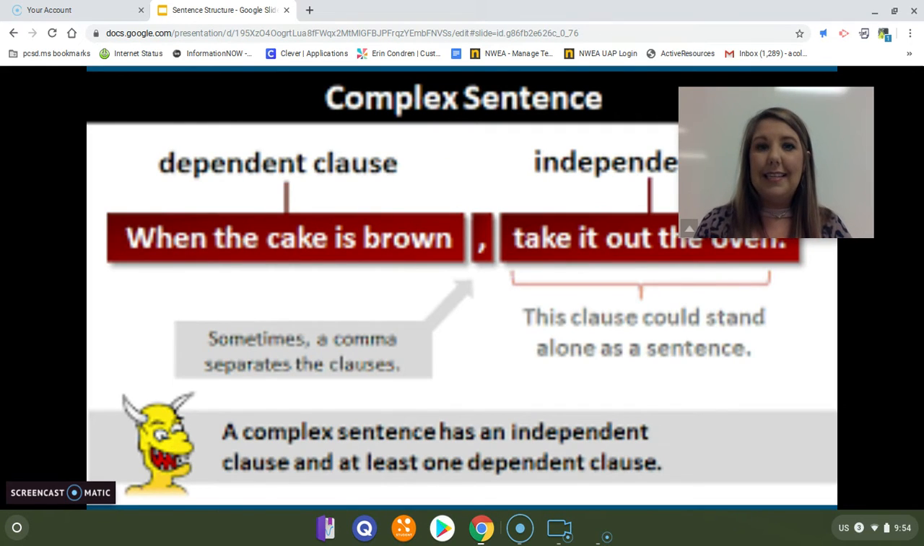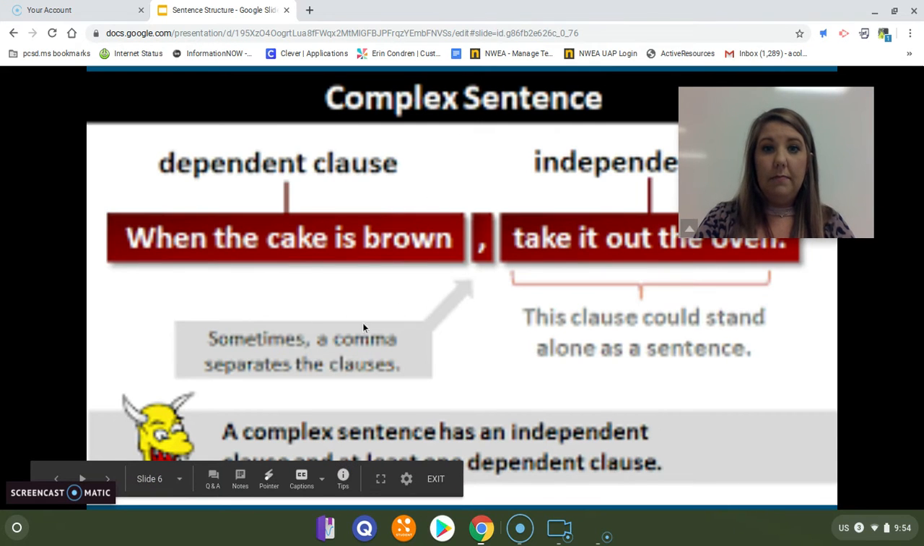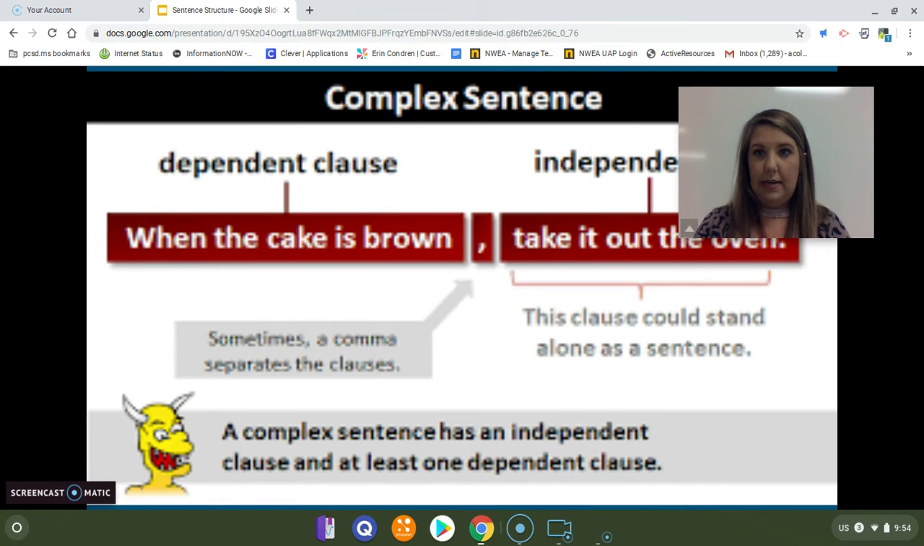A complex sentence. So you have a dependent clause here and an independent clause here. Something has to separate it, okay? If the dependent clause is at the beginning, something has to separate it before it gets to the independent. When the cake is brown, okay, we know that's not a complete sentence. When the cake is brown, comma, take it out of the oven. So you have a dependent clause, a comma, and then an independent, okay? That creates a complex sentence.